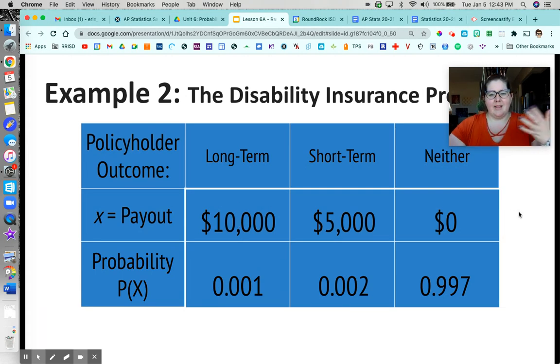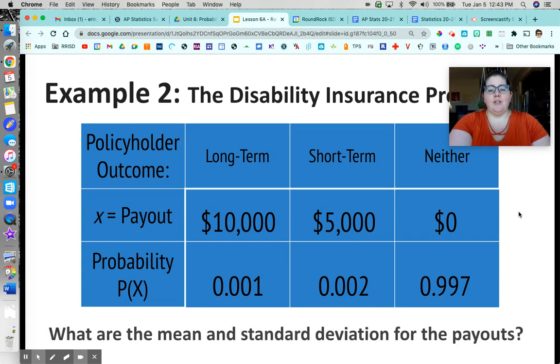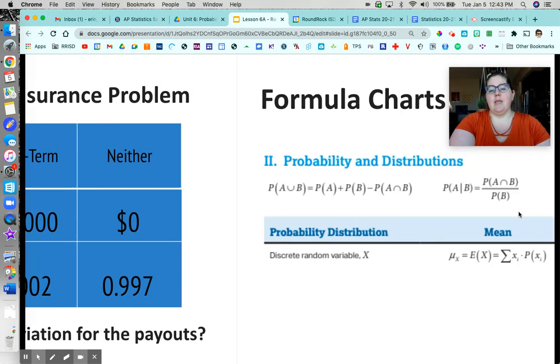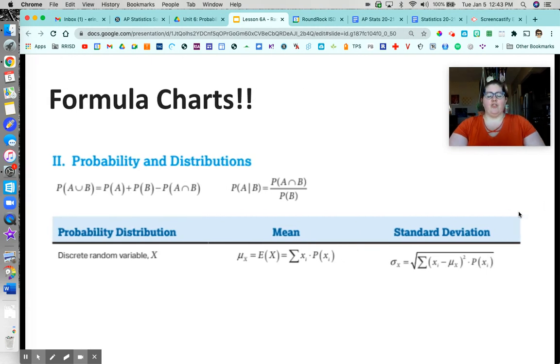I have to realize that some of them are going to happen way more often than others. So my official formula for mean, and we'll also talk about standard deviation. This is our formula chart for statistics, which is in the resources folder in Schoology. But this is where we have some probability stuff.